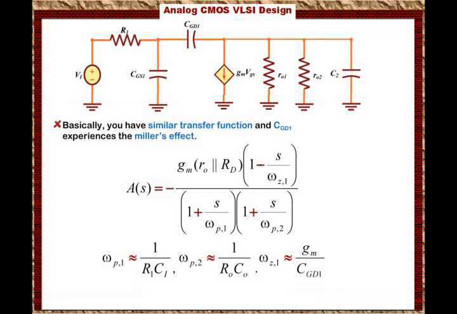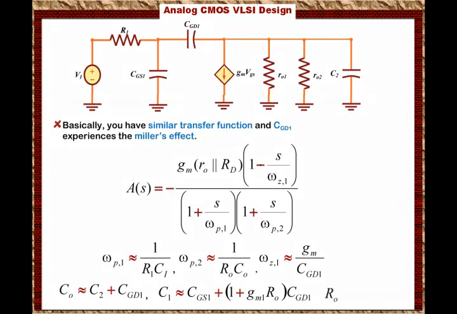over CGD1, where C out is basically C2 plus CGD1, and CI is basically CGS1 plus 1 plus GM1 times RO times CGD1. So that's the Miller's effect. And RO is basically small RO1 in parallel with small RO2.